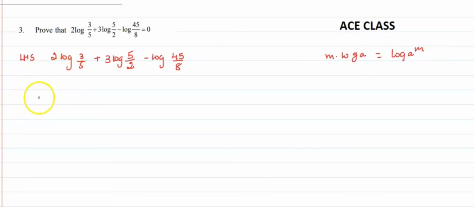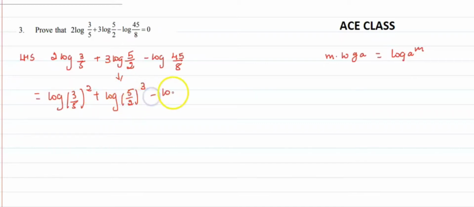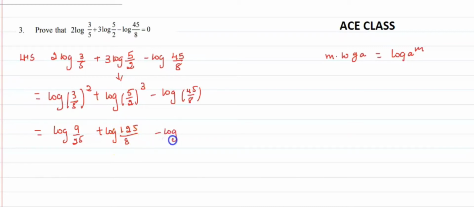Now this is in the form of m log A. I will write this as log of 3 by 5 whole to the power of 2. Even this one I'll write in the same way: log of 5 by 2 whole to the power of 3 minus log of 45 by 8. Okay, this I can write as log of 3 square is 9, 5 square is 25, plus log of 5 cube is 125 and 2 cube is 8, minus log of 45 by 8.